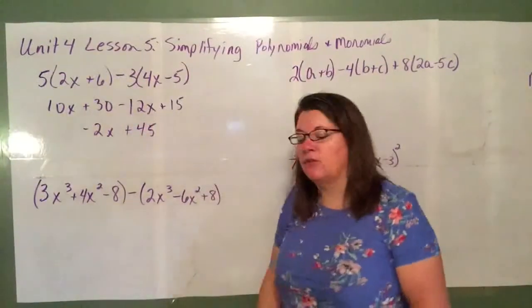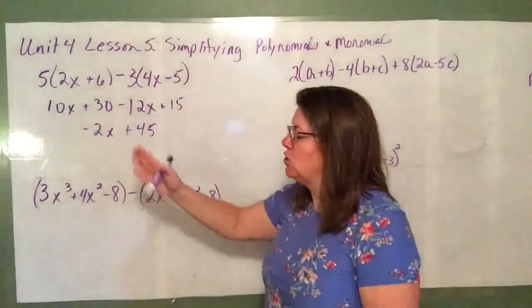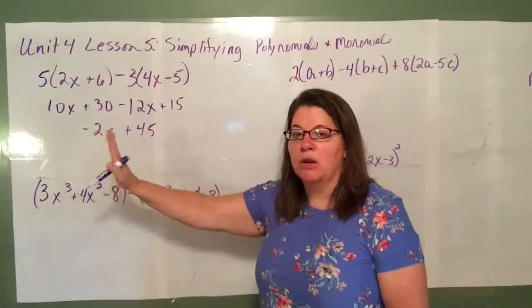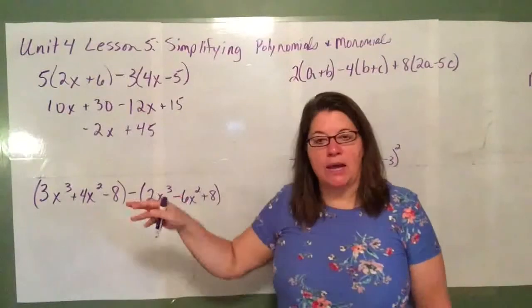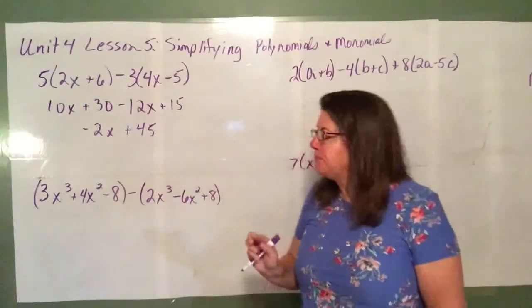You could write that as 45 minus 2x. It really doesn't make a bit of difference. I tend to write them in numerical order according to the degree. So I do the highest degree first and write them in descending order.